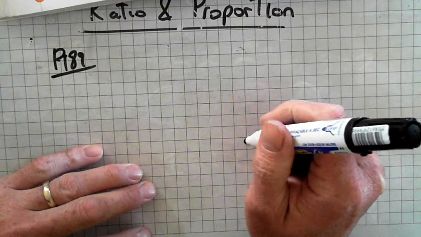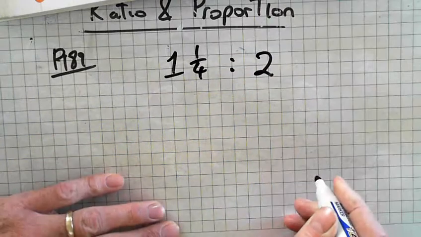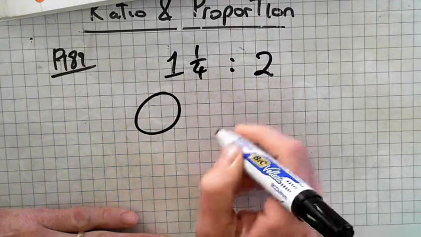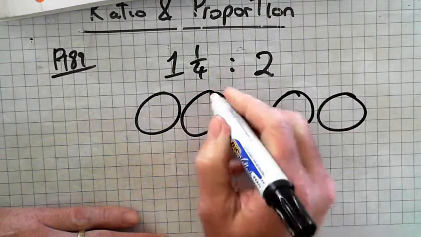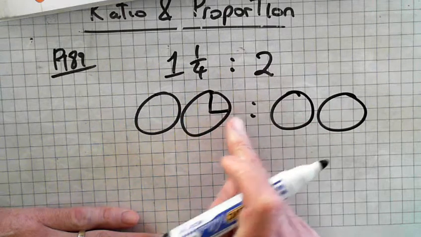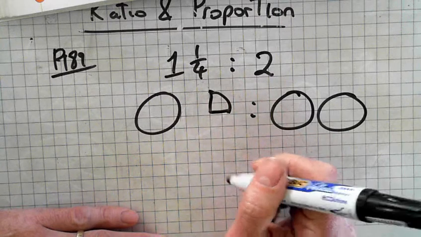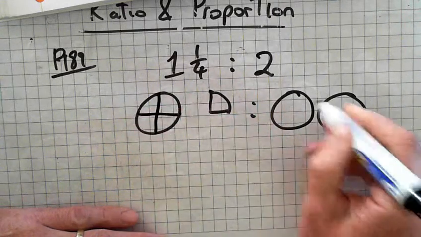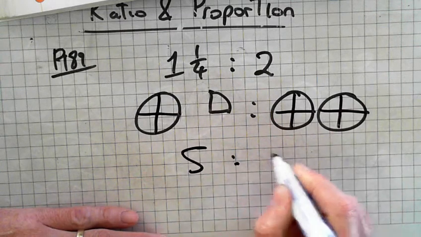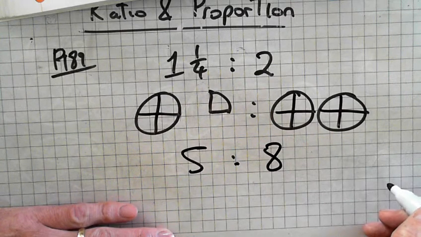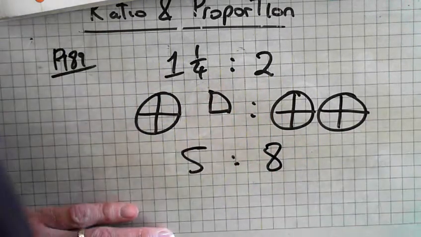Another one you asked for was 1 1/4 and 2. So we have 1 cake, and then exactly a quarter. What is a quarter? There, that's a quarter. So that's the smallest portion, isn't it? So we'll make them all into quarters. 5 to 8. This person gets 5 quarters. This person gets 8 quarters.